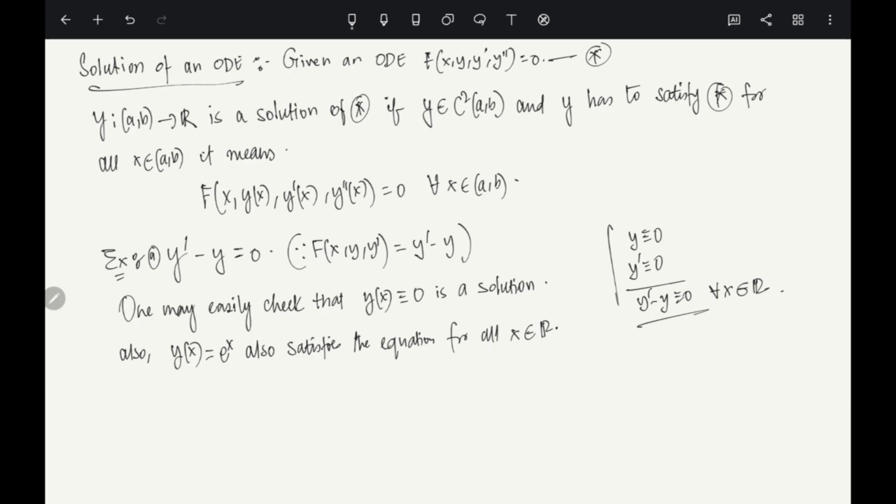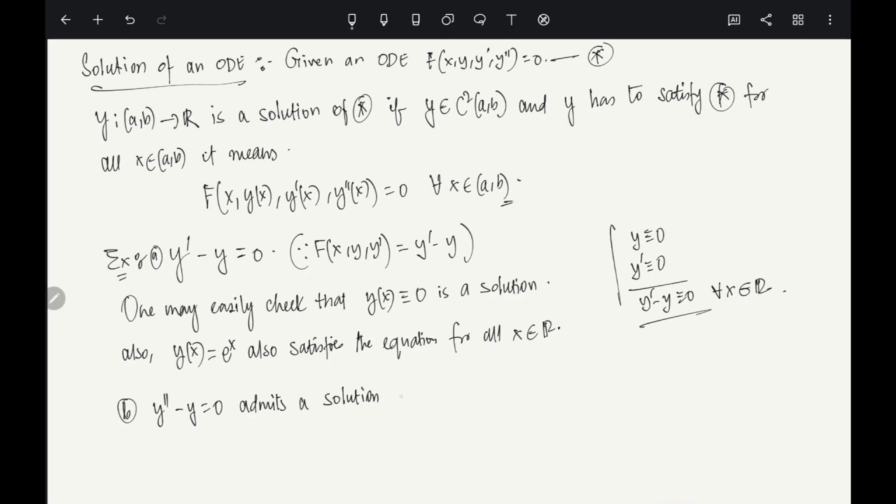Okay, right. And now one thing I need you to check. Please check that y double prime minus y equals 0 admits a solution. You do realize that exponential x will be a solution. Can you find any other solution? And the thing is, solution in this sense. First of all, of course, you do realize exponential is a solution. So this you have to check.